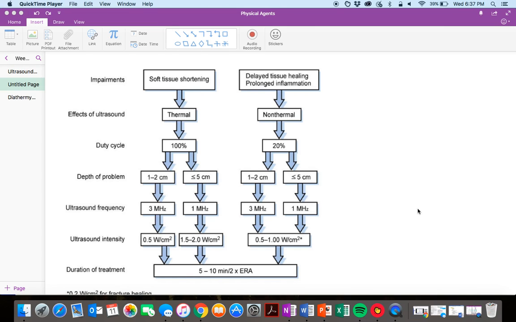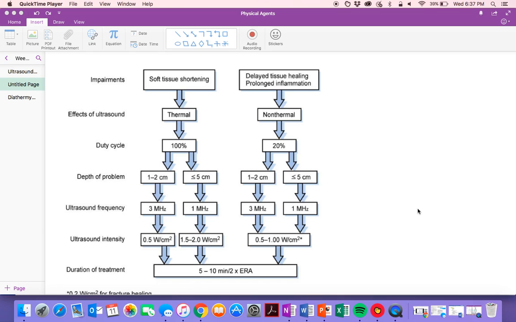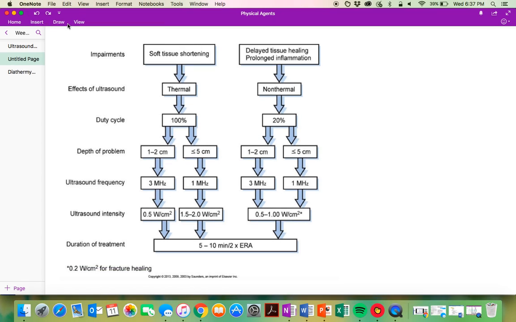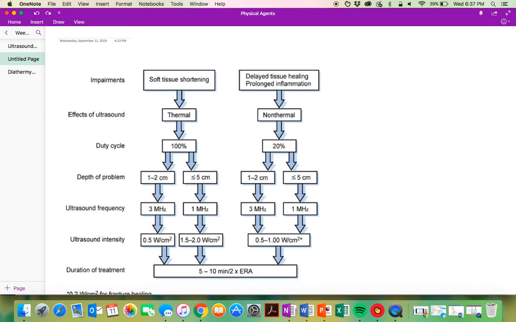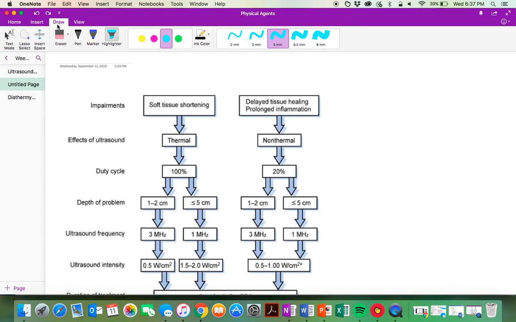Today we're going to be talking about the parameters and settings in which we can change our ultrasound machine to. And we always want to start by recognizing what the impairment is that we are looking to treat. And really there are two circumstances in which we can use ultrasound. So ultrasound can be used for soft tissue shortening, or it can be used when a patient has delayed tissue healing or prolonged inflammation.